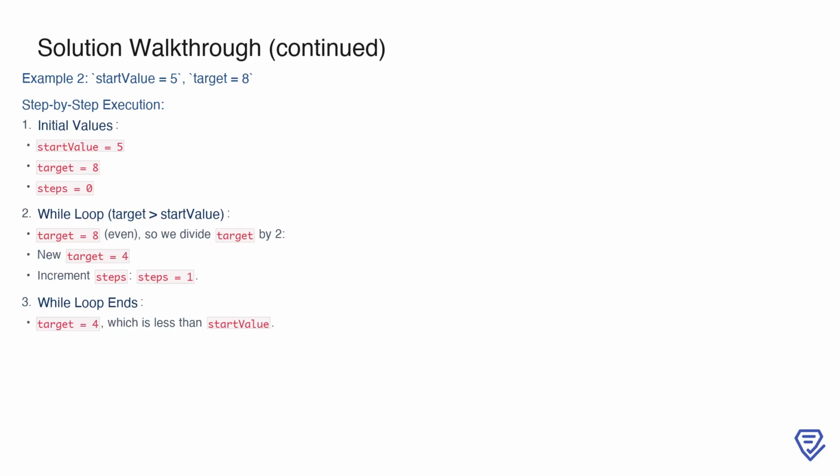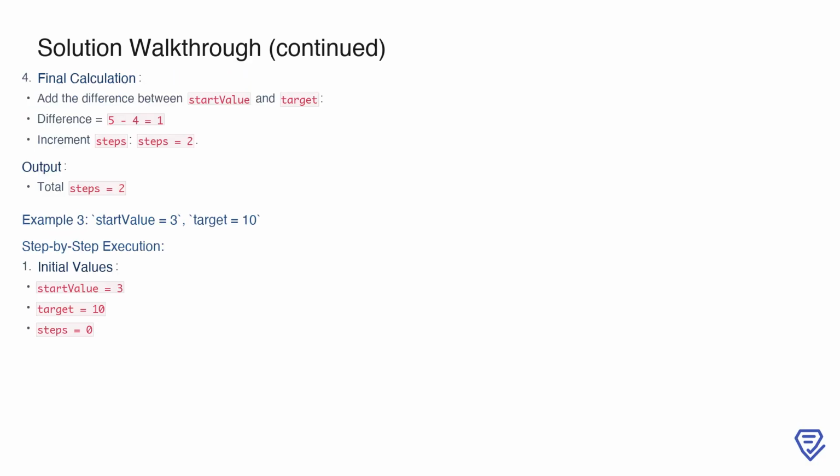At this point, the target becomes less than the start value, so the while loop ends. With the loop complete, we calculate the difference between the start value and the target. The difference is 5 minus 4, which equals 1. We add this difference to the steps, bringing the total steps to 2. For this example, the output is 2 steps.